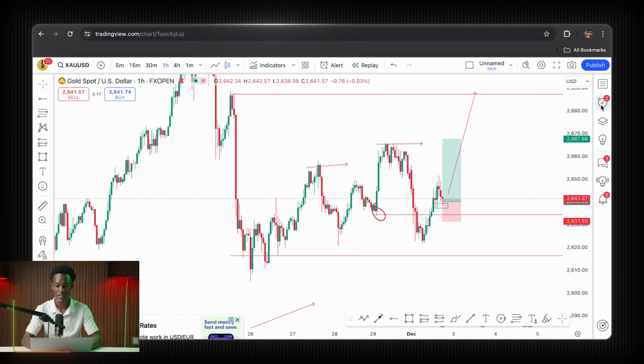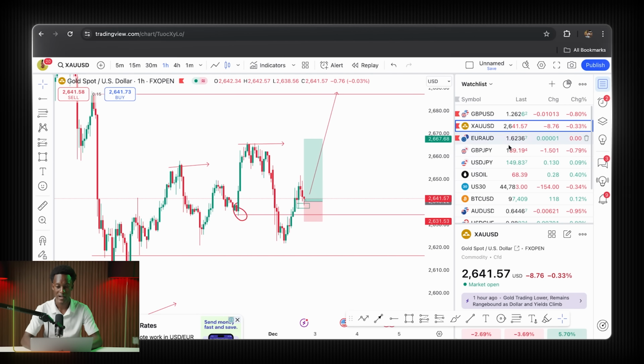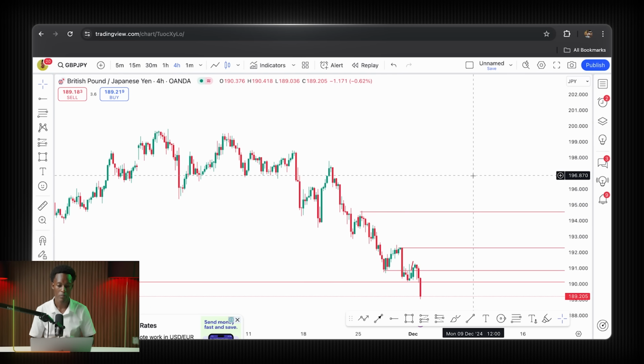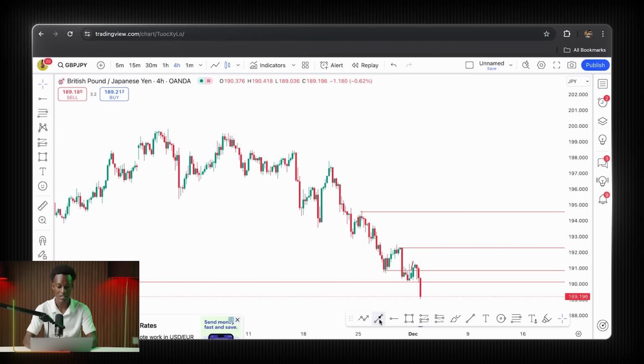Let's go over and try some other pair. So we shall go over and try say GBP JPY. All right, there we go. What are we dealing with at the moment? Well, from what we can all see, we have a clear downtrend at the moment. What comes into our minds? Sells, because we already see a huge selling momentum in.